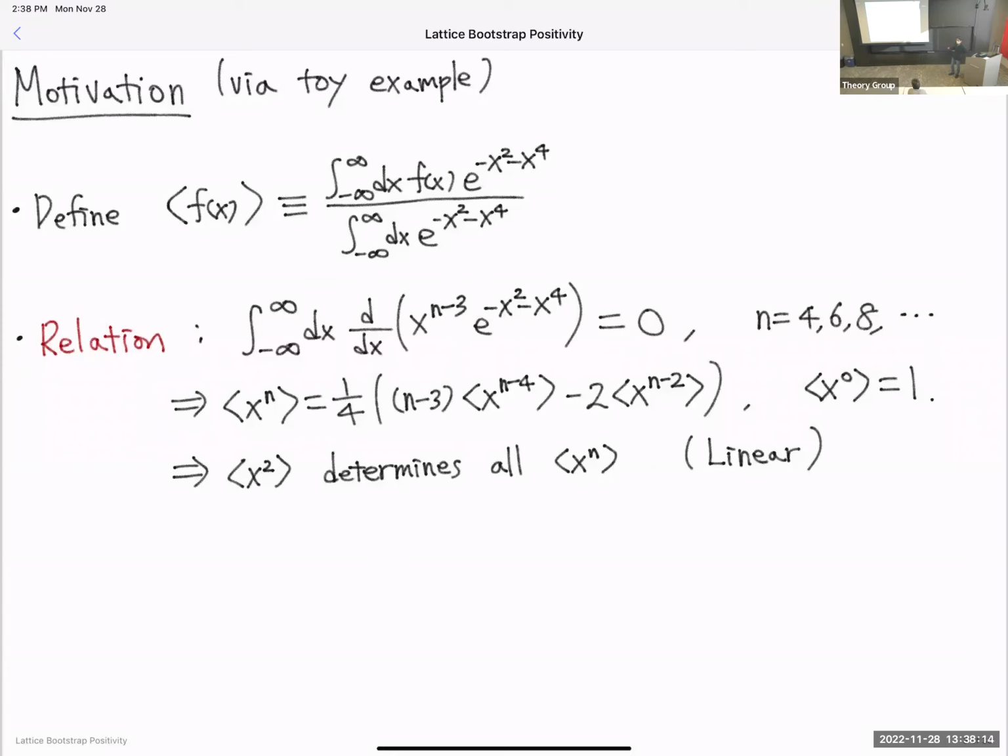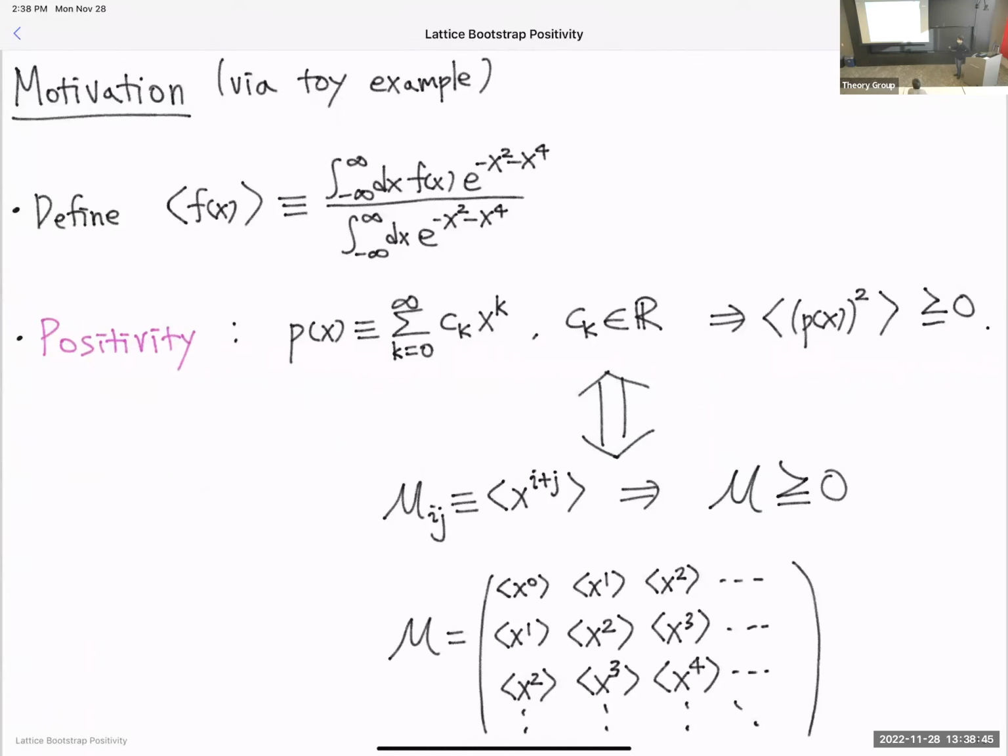You can see that this is a recurrence relation between different powers of x. Of course, the 0th power is normalized to be 1. And what it's saying is that basically the x squared expectation value determines all the other moments. In particular, notice that this relation is linear in the expectation values. And this is going to be important. Any question on this one? Good.